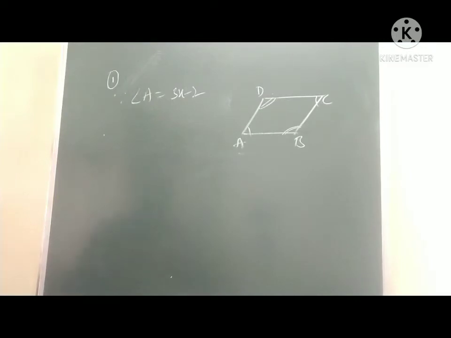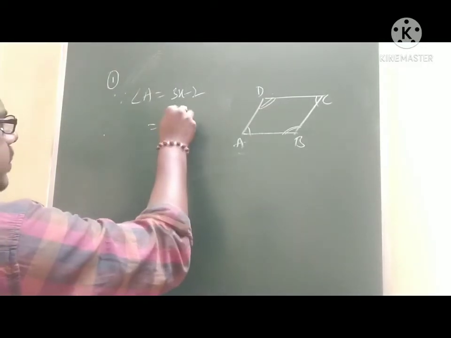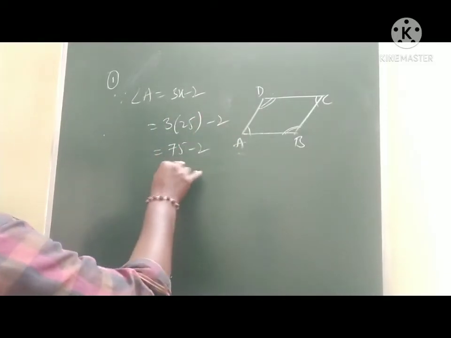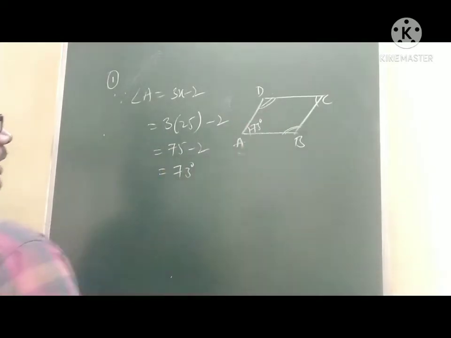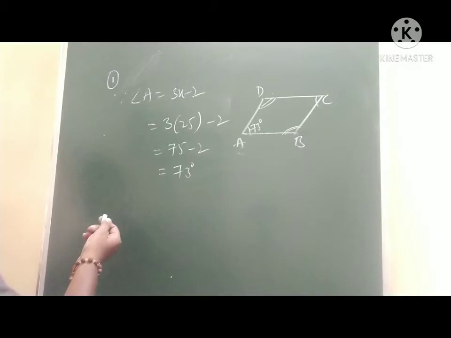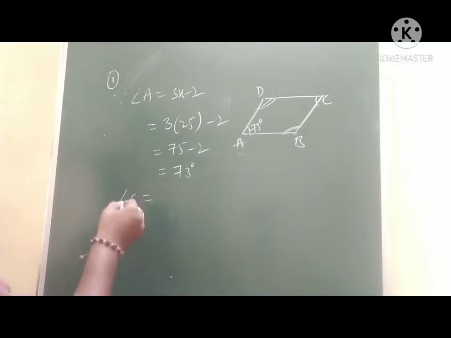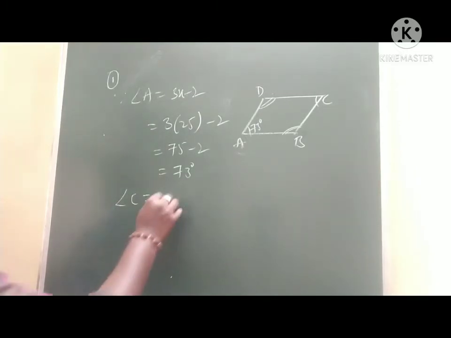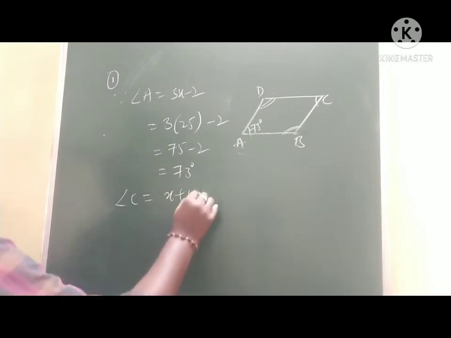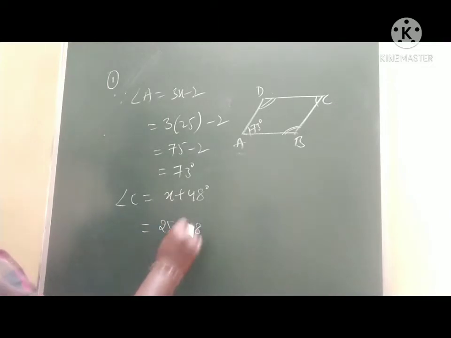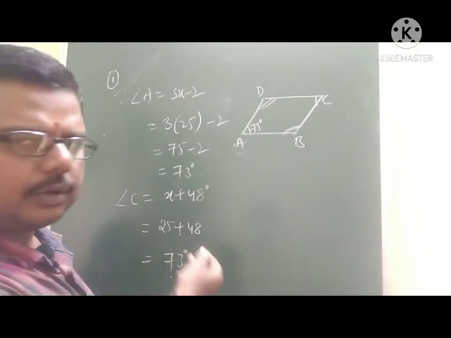Since angle A is equal to 3x minus 2, as we got the x value as 25, substituting here, you will get 75 minus 2, which is 73 degrees. So this angle is 73 degrees. Obviously, if I calculate, C will also be 73, but let us go with the given angle C is equal to x plus 48. So x is 25 plus 48, how much will you get? 73. So by substituting the x value we also got the same.